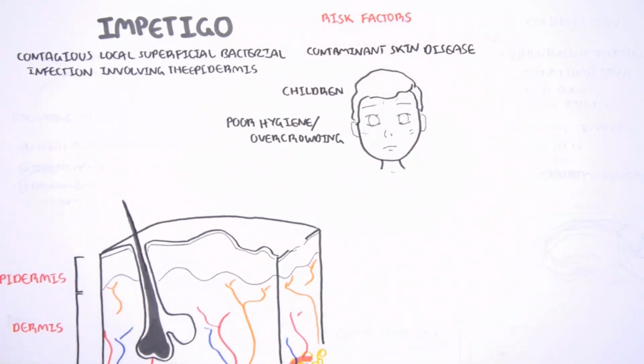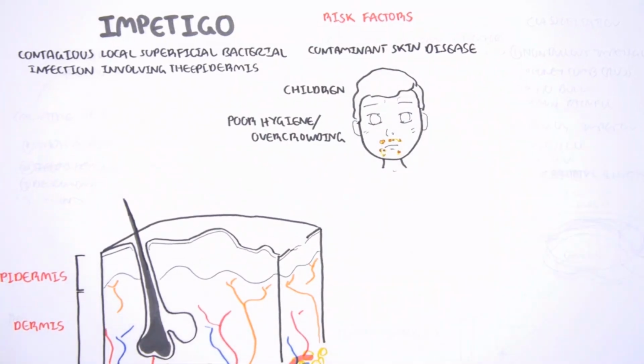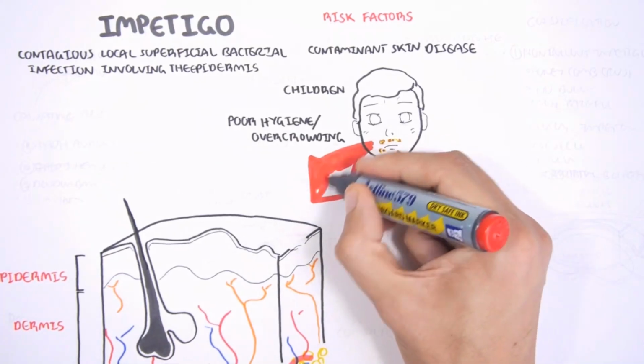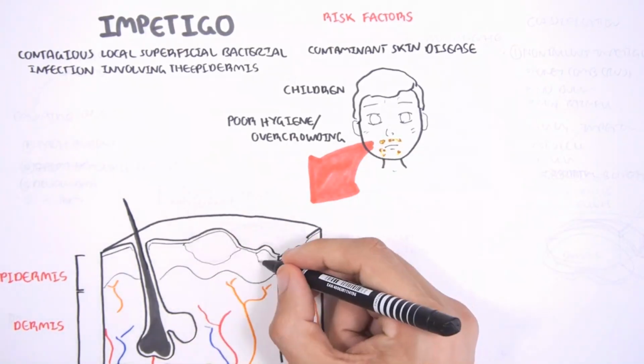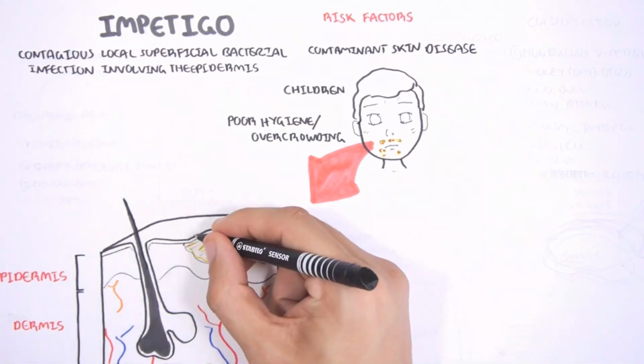The classical presentation of impetigo is a child presents with crusting lesions around the mouth or in the upper limb, such as your hands. Let's take a closer look at what happens in this area. What you see are small blisters forming, vesicles.